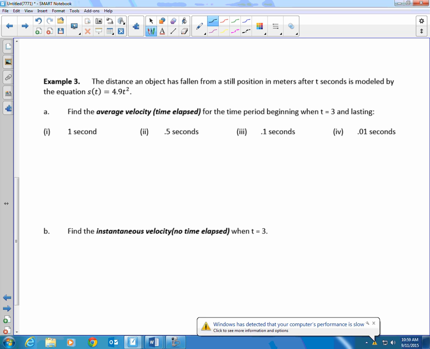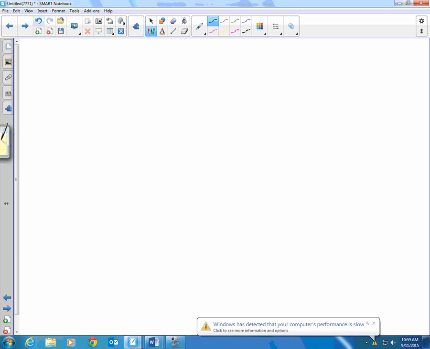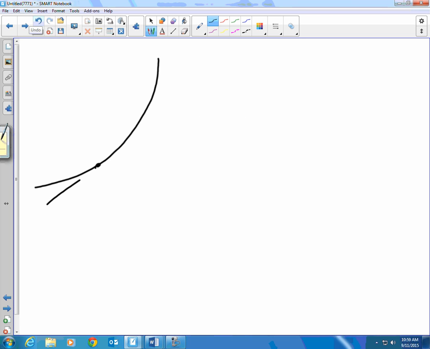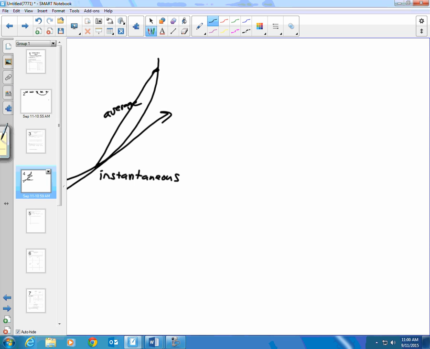So yesterday when we were doing this, the secant line gave us average. What we're concerned about in calculus is instantaneous. And that would be the slope of the tangent line. Okay? All right?